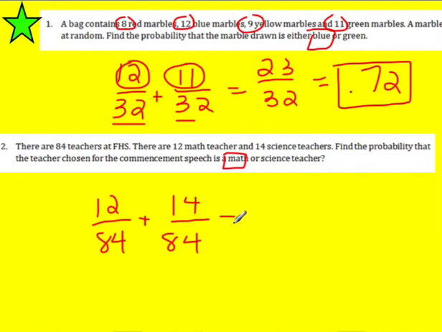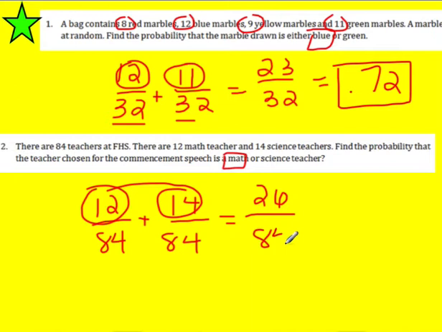Then again, you're going to add the numerators. You take 12 plus 14, and that gives you 26. Again, your denominator stays the same, so you have 26 divided by 84. You divide it out and you end up getting 0.31. So there's about a 30% chance of it being a math or a science teacher.